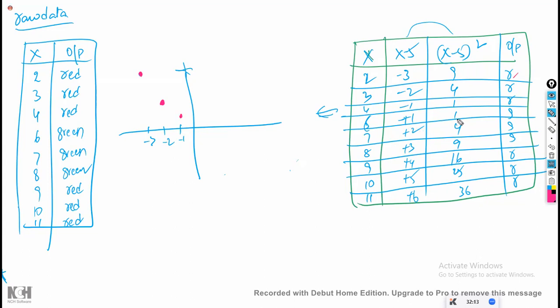Next is plus 1 comma 1. Now this time this is a green color data point, because here the output is green. Next 2 comma 4. Next 3 comma 9. Next 4 comma 16. 5 comma 25. 6 comma 36. Now I'm going to make these three of them as green color data points. This one, this one, this one green color. And this one, this one, this one as a red color.